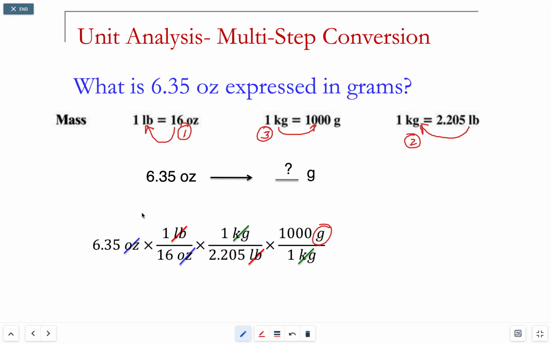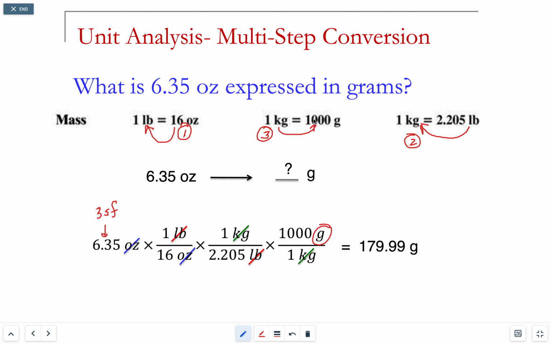Now we're ready to get out our calculator. We put in 6.35, divide by 16, hit the equal sign, then divide by 2.205, hit the equal sign, and multiply by 1,000, and you'll end up with 179.99 grams. Now, first of all, here we have 3 significant figures. This relationship is exact. In exactly 1 pound, there's exactly 16 ounces, so we don't worry about significant figures in this relationship.